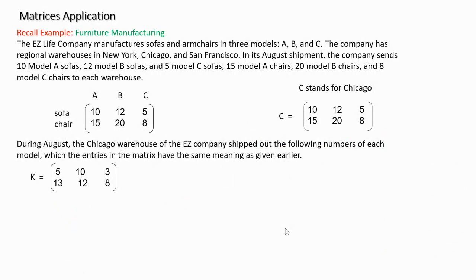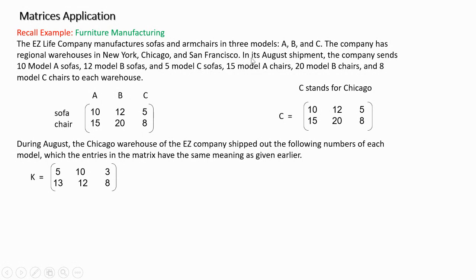Now here's where the matrix application comes in, because remember the second slide that I showed you. Okay, guys, this is the same example as before. We call it the example of furniture manufacturing. Remember, this was sofas and chairs for models A, B, and C. The first two sentences were from the second slide.